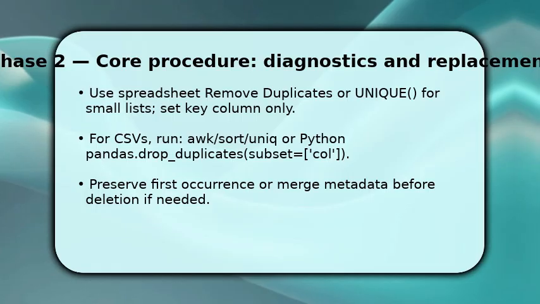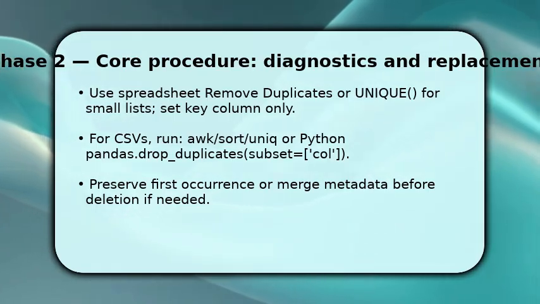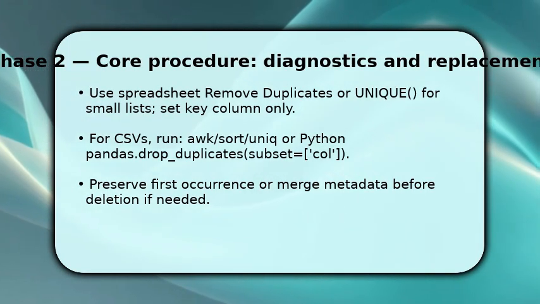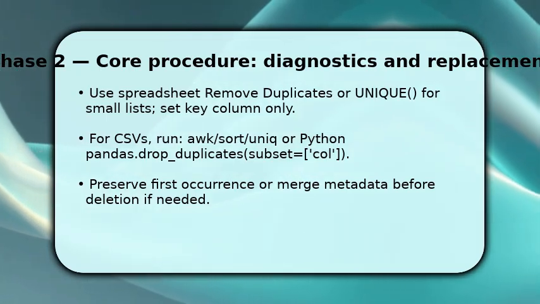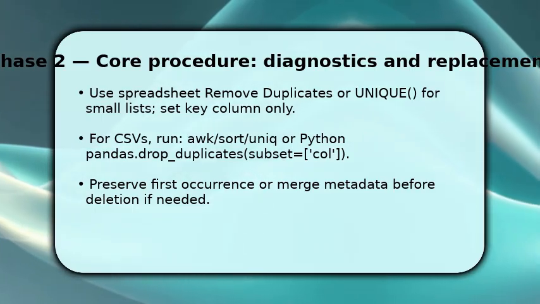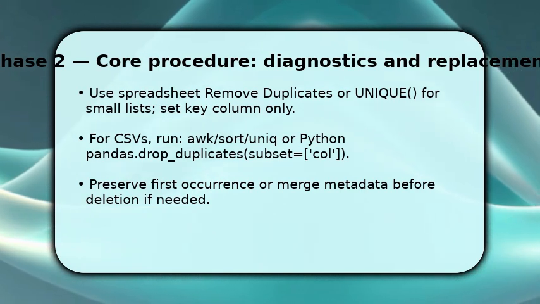For larger CSVs, use command line tools like sort -u or a Python script with pandas. drop_duplicates, subset equals column, gives you control over keeping the first or last occurrence. Once identified, remove extras or merge metadata when duplicates carry different information. This prevents accidental loss of important notes.